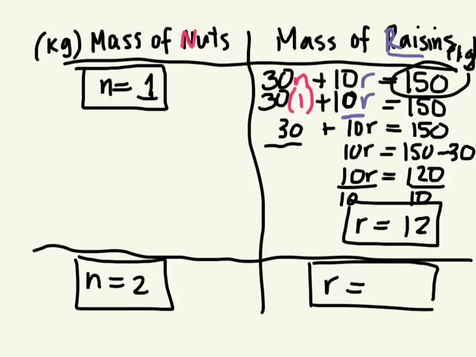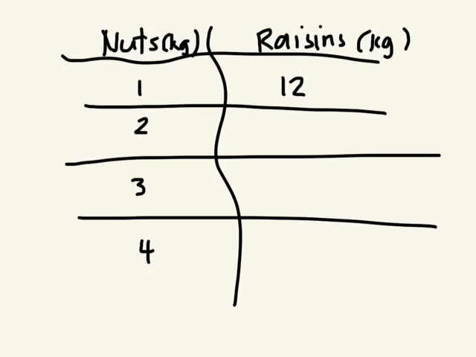Ooh, I know the pattern. Okay, once we plug in 2 for n, raisins is 9. What did we get for 3 kilograms of nuts, Ron? 6. And 4 kilograms of nuts? 3. What do you notice is happening here? It's decreasing by 3 each time.